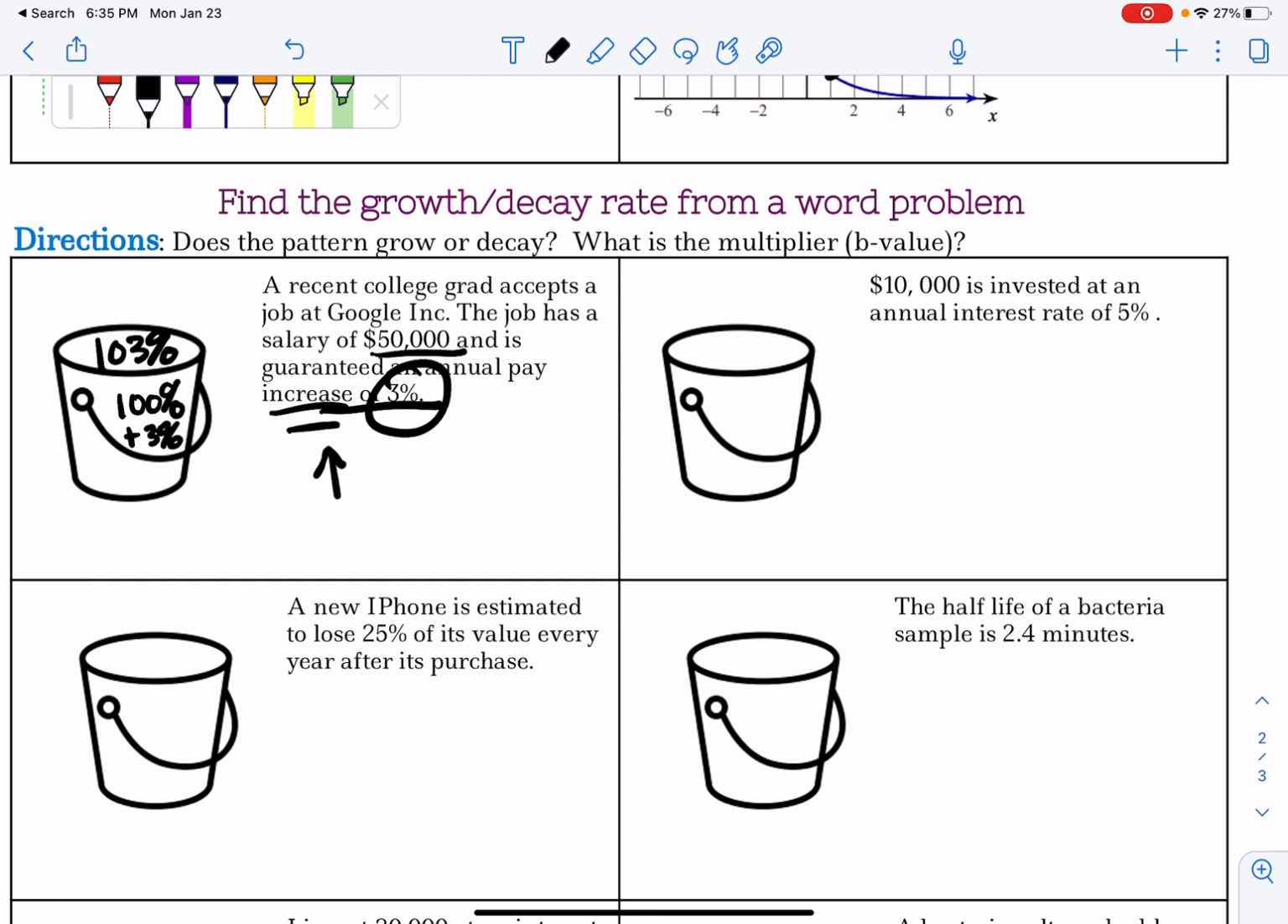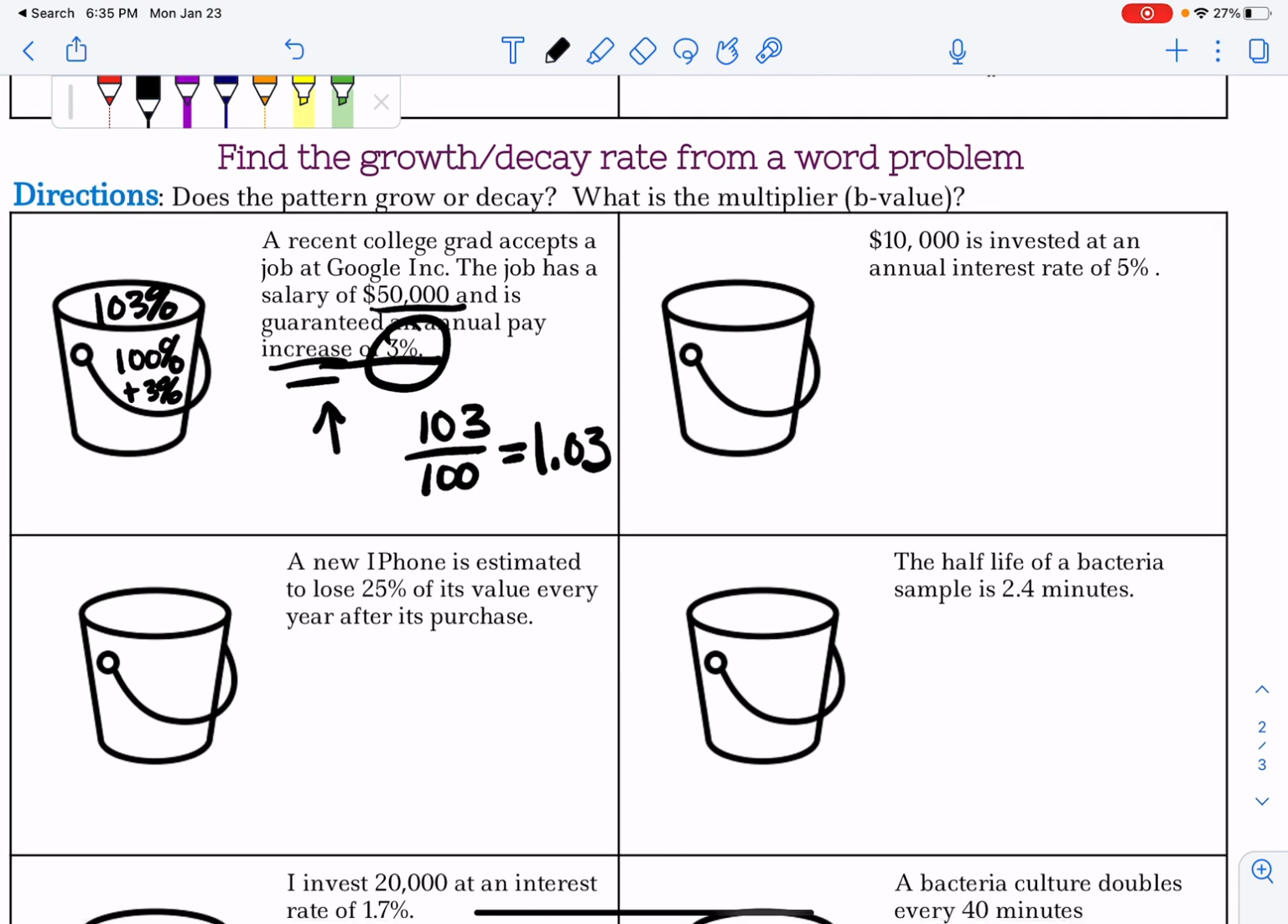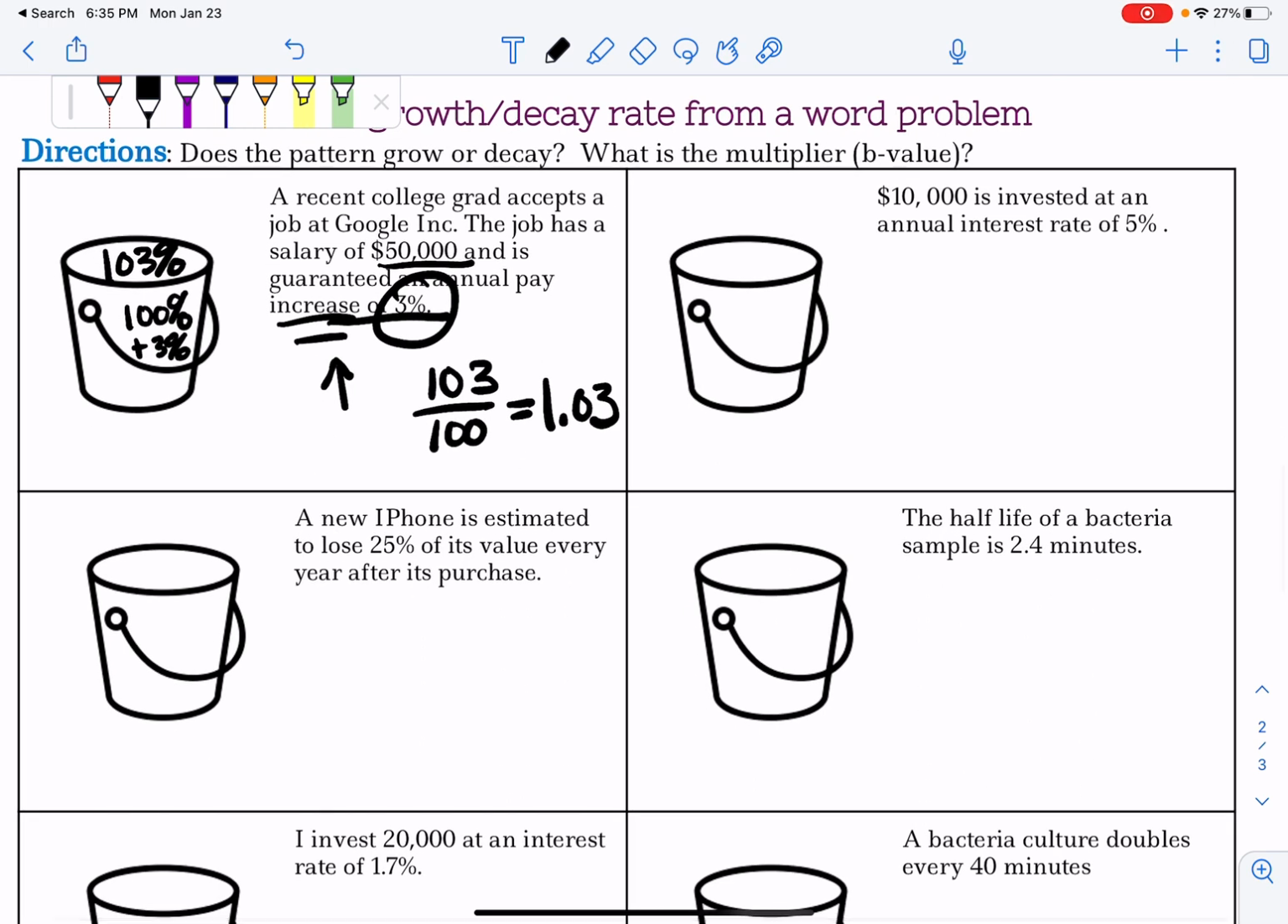But when we plug that into an equation to use as a multiplier, we're going to turn that into a decimal instead of using a percent. Remember, percent means out of 100. So if we take 103 and divide by 100, our multiplier is going to be 1.03. Again, we started with 100% of our income. We're going to add to that every year. What are we going to add? 3%. That gives us 103%, which turned into a multiplier of 1.03 to get rid of that percent symbol.